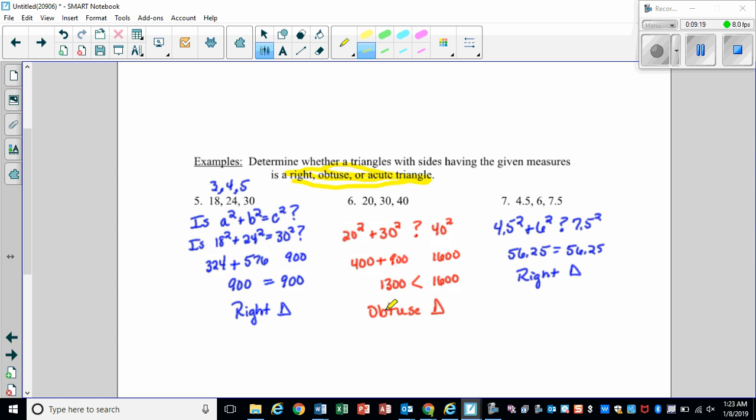The second one is an obtuse triangle, because when you add the sum of the two smallest sides, or the legs, it is going to be less than c squared, so c is more, right? Just always look at c. If c is equal, it's right. If c is more, it's obtuse, and if c is less, it's going to be acute.